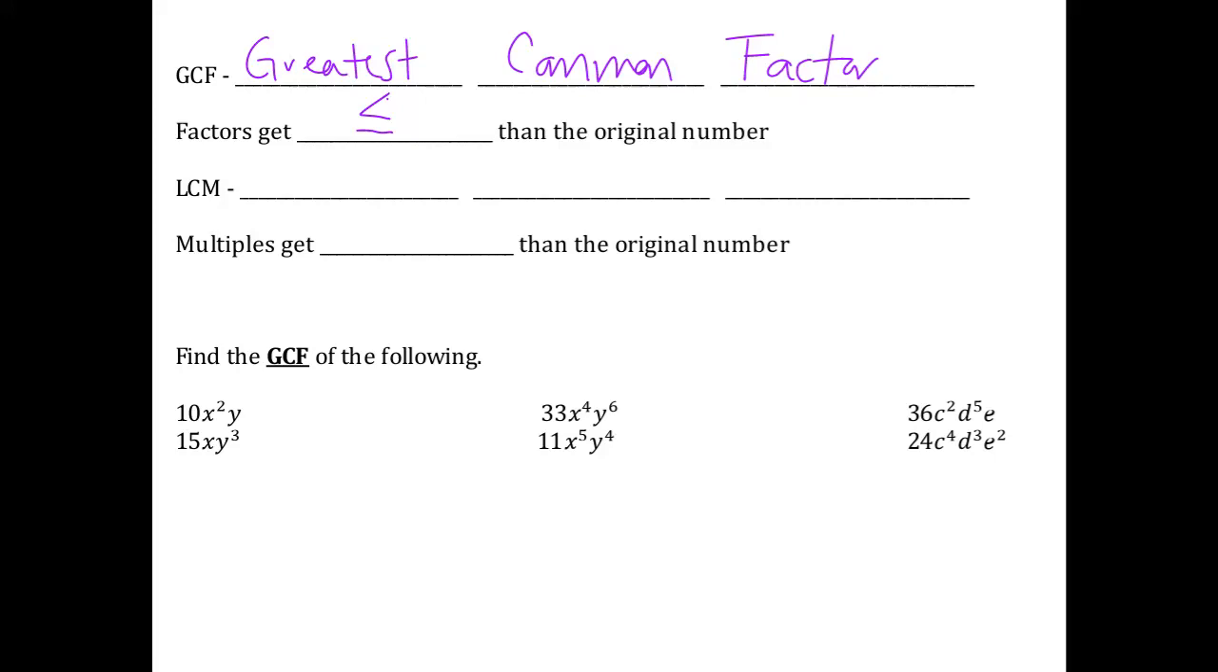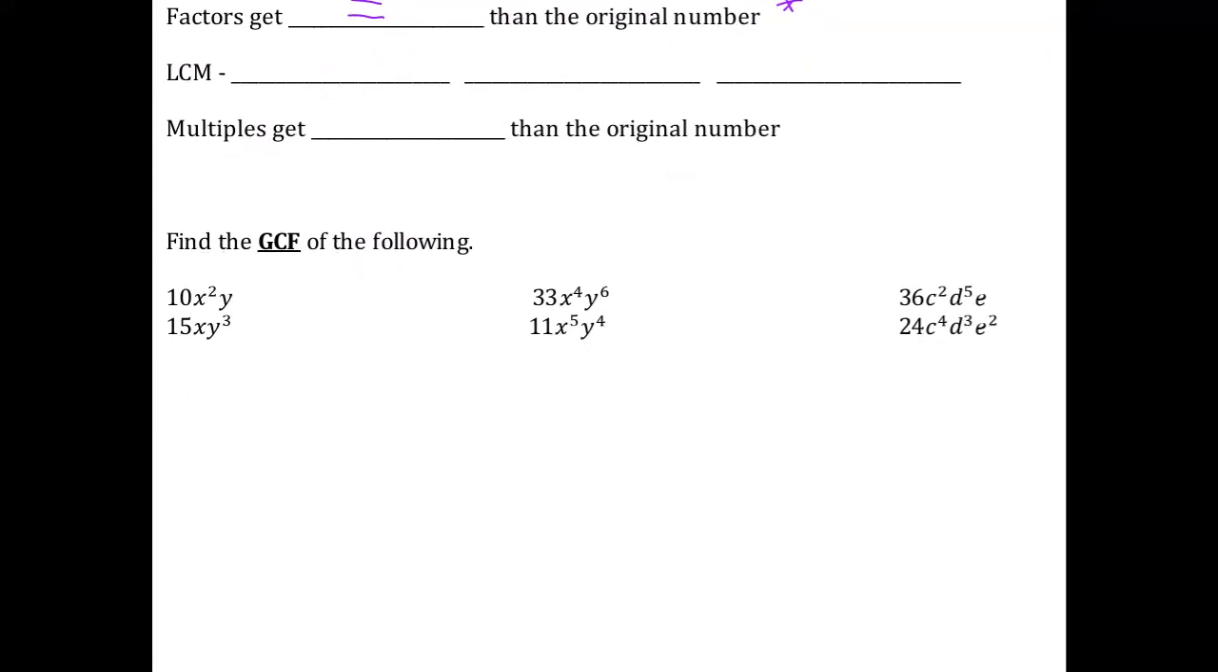The other thing we have to talk about is the variables too. So what are we going to do with the variables? We'll come back up here. I'm going to put a little star here. We need to write a note on how to deal with the variables for finding GCF. So let's scroll down and take a look at this first example.